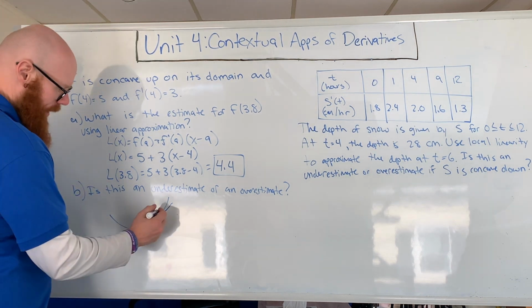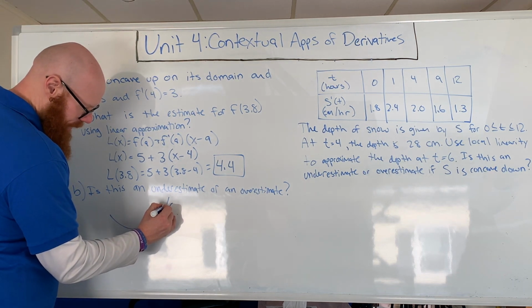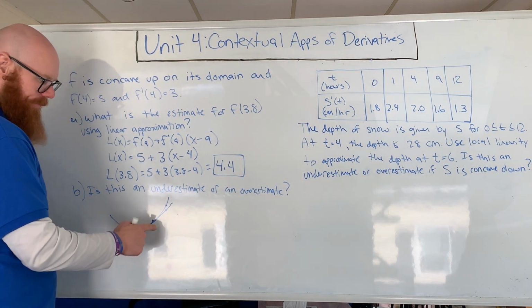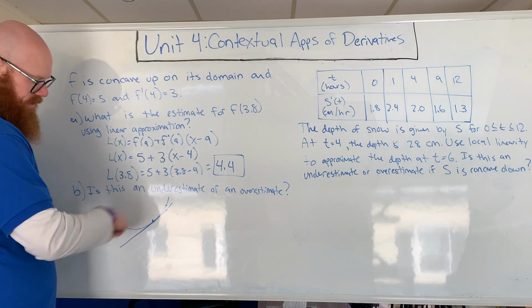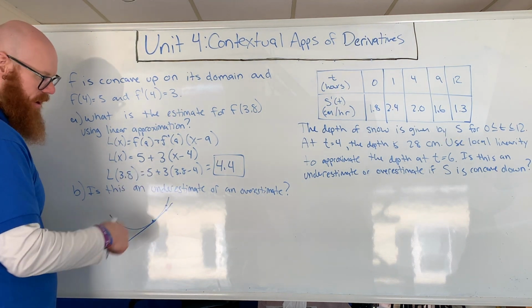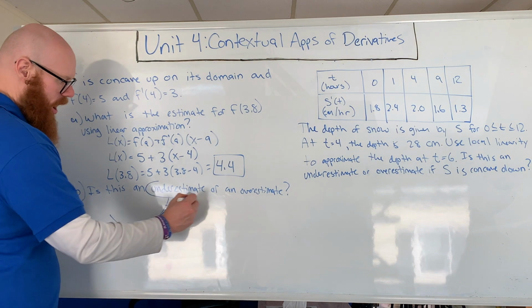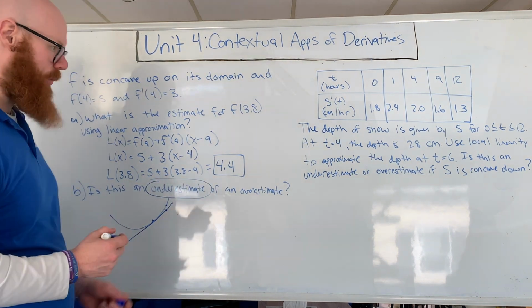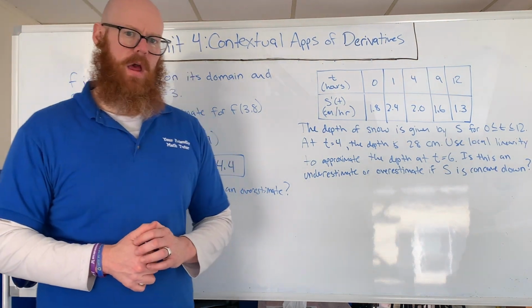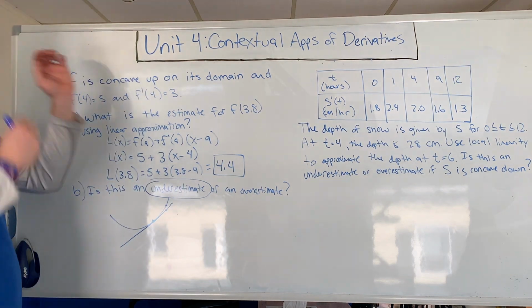So any point that we use, let's say we're using this point to predict that point, well, it's going to have to be under because the line will be under because it's concave up. So you can just sketch this out. That means it has to be an underestimate simply because the graph is concave up. So let's take a look at another example.